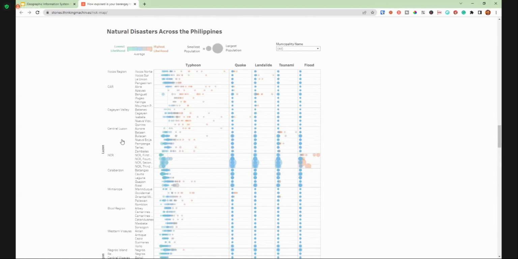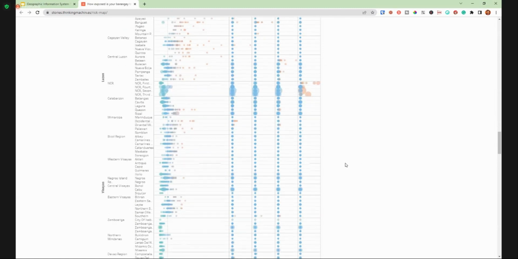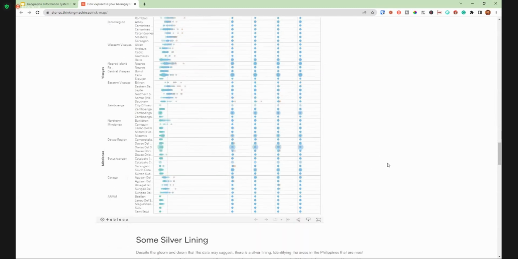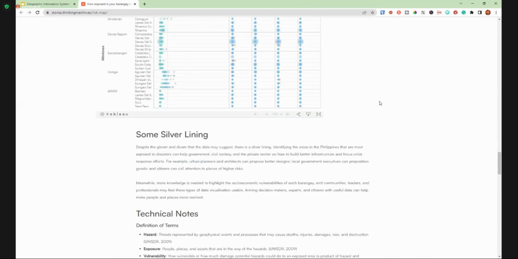natural disasters. Basically, this is how data visualization is effective for users. It's not really enough for us to put it on a table, because sometimes it won't tell us anything. If we put it in a tool like this, it would be more understandable. It would be more useful for decision makers. Okay, so this is the first one.